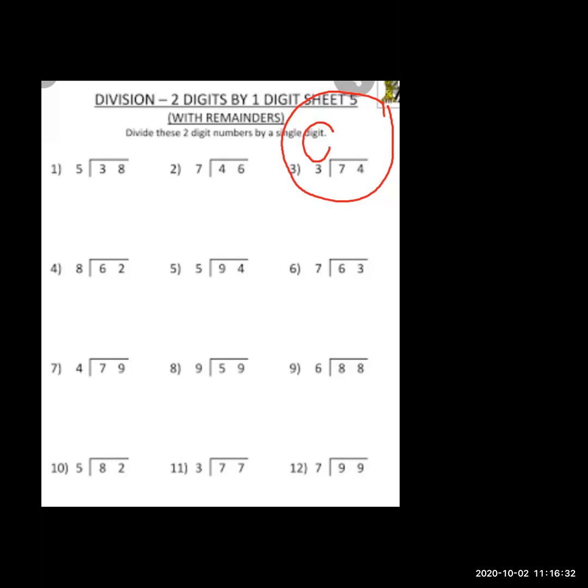Now learn the table of 3 and tell me which number I am going to write here. 3 1s are 3, 3 2s are 6, 3 3s are 9. So tell me which number will come here. On the top side, which number will come? No, wrong. Yes, 3 2s are 6. Here, on the top side, which number will come? Tell me. 2. Very good. 3 2s are 6.